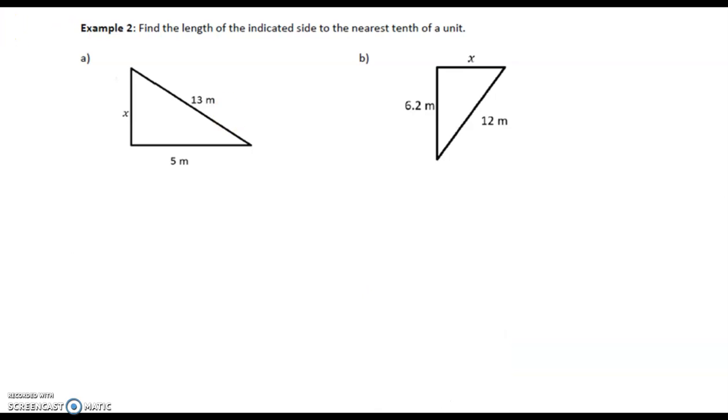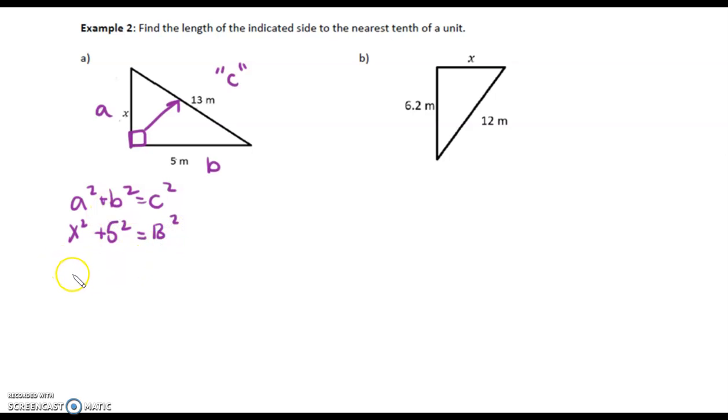Example 2, find the length of the indicated side to the nearest tenth of a unit. So in these two examples, we're actually solving for either a or b. So let's identify the 90-degree angle. We're going to put an arrow through to the hypotenuse. That means that it's opposite. And now let's call these a and b. So if we have a squared plus b squared equals c squared, let's sub in x for the a. So we have x squared plus 5 squared equals 13 squared. So x squared plus 5 squared is 25 equals, and then 13 squared is 169.